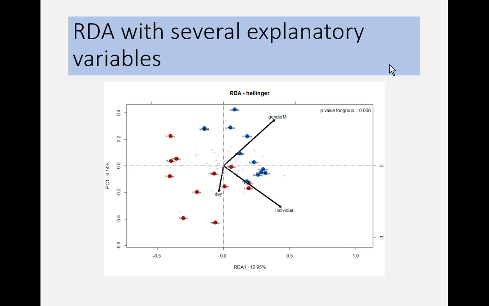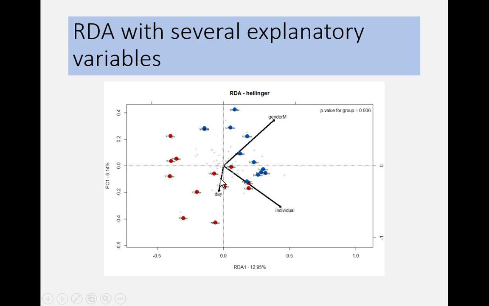Usually you can do this with a couple of more explanatory variables. I've taken this from R because currently Chipster only allows you to use this group column to run the analysis. But you can add more information. For example, there's gender, the individual, and the day the sample was taken.